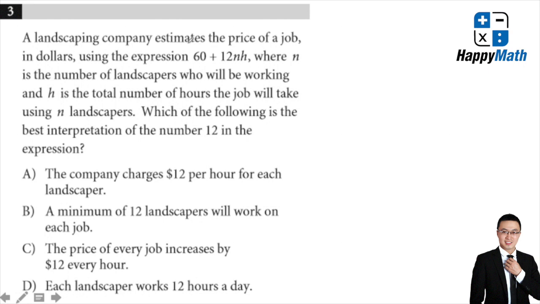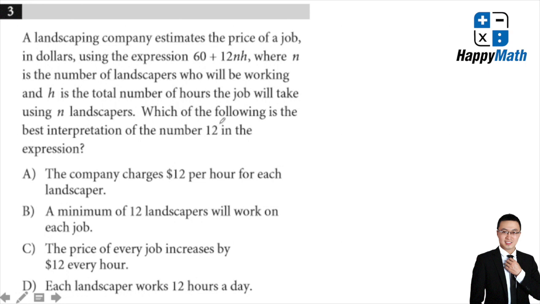Question 3: A landscaping company estimates the price of jobs in dollars using the expression 16 + 12nh, where n is the number of landscapers and h is the total hours. Which of the following is the interpretation of the number 12 in this expression?